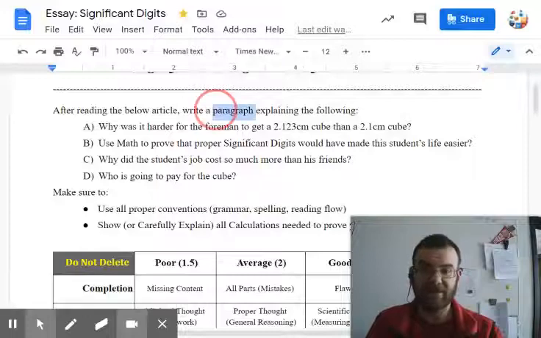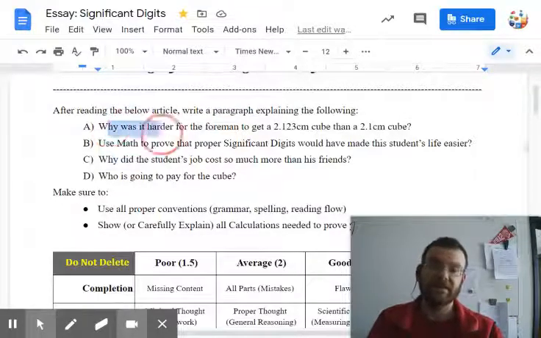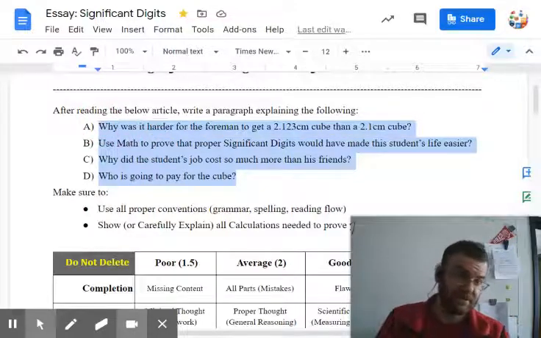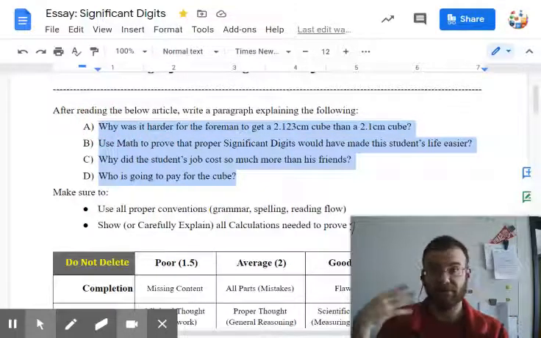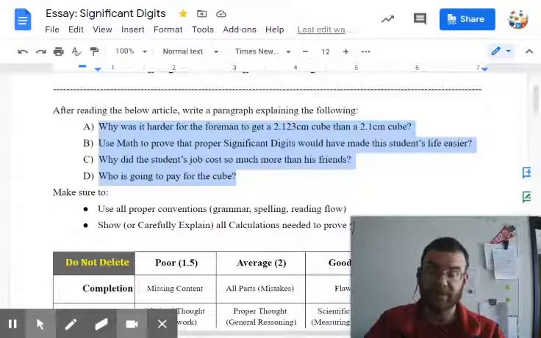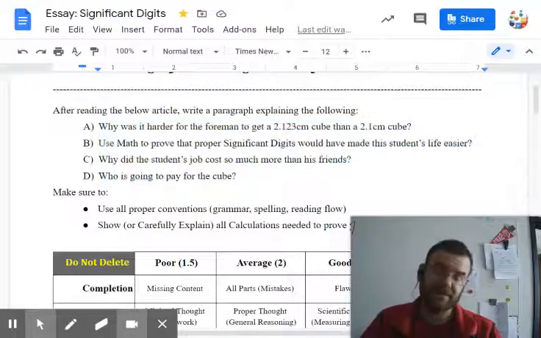You're going to write a paragraph explaining the following. These four things are what I want from you. Now, you can write each of them as their own small paragraph, or you can write a big paragraph that has all four. I don't care. But please put them in order. It will make my life a bit easier, but it's up to you. Plus, that way it'll be a bit easier for you as well.